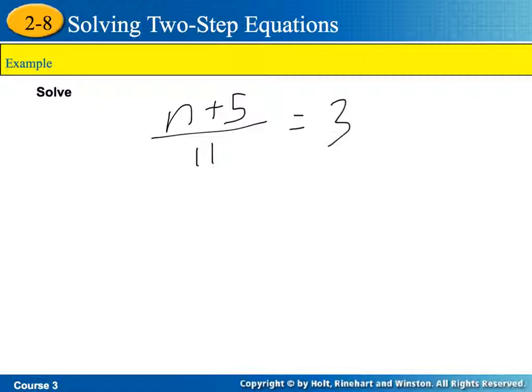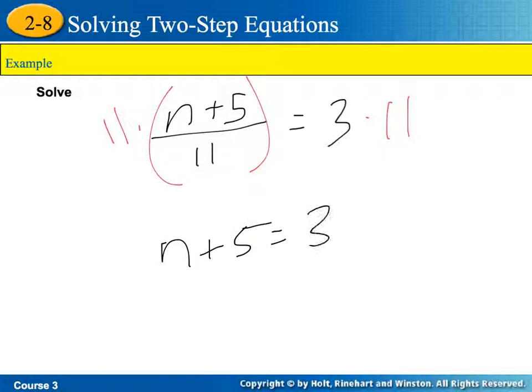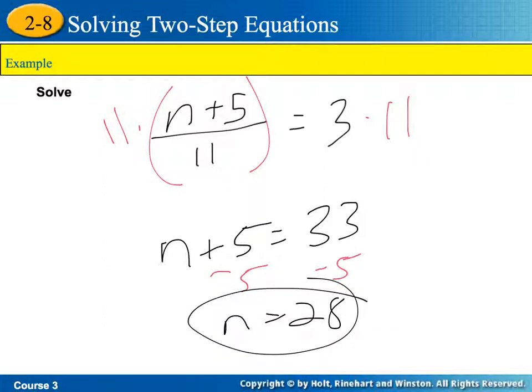All right, here we go. How do you get rid of the 11 first? Well, it's being divided by 11, so we need to multiply by 11. When you do this, you get n plus 5 is equal to 33. Now, how do you get rid of that 5? Inverse operations the entire time. Subtract 5 on both sides. You get n is equal to 28. All right. Next.